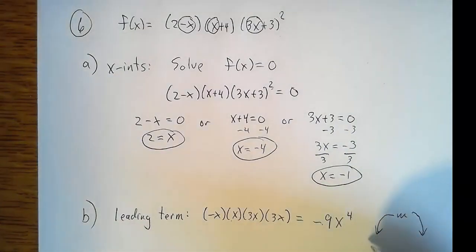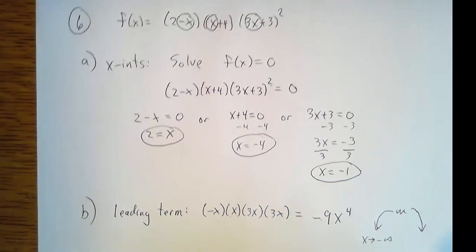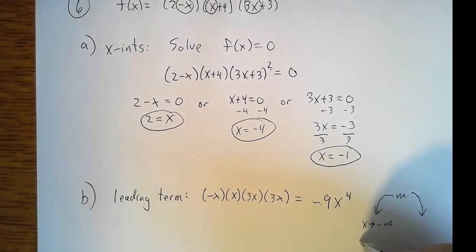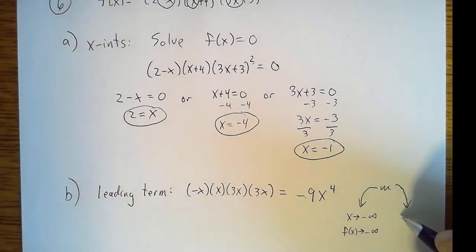So we say that as x goes to negative infinity to the left, the function f of x is also approaching negative infinity. It means it's going down. And as x approaches infinity to the right, the graph is going down, so we say f of x approaches negative infinity.